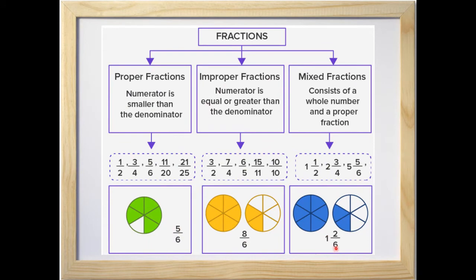Now children, we will be learning the difference between improper and mixed fractions. Both improper fractions and mixed fractions are equal, they are the same, but the representation is different. Here in the improper fraction, the numerator is greater than the denominator. Here we have converted this improper fraction into a mixed fraction where the whole number is represented as a whole number and the fractional part is represented by a fractional part. So we have 1 2 by 6. Understood children?